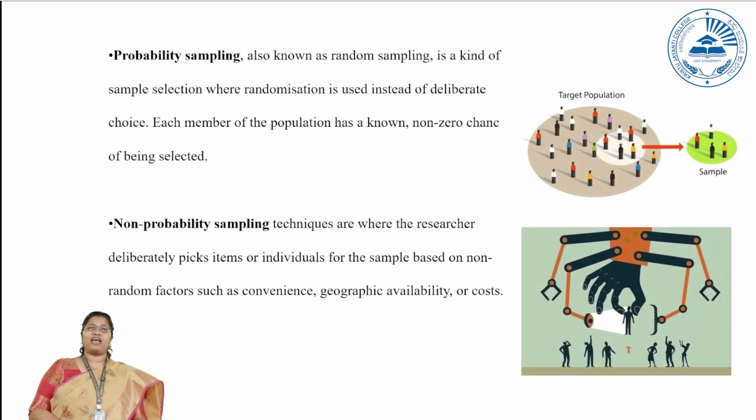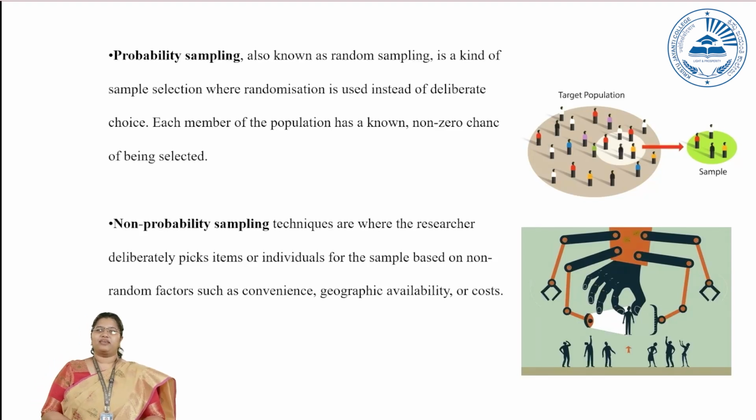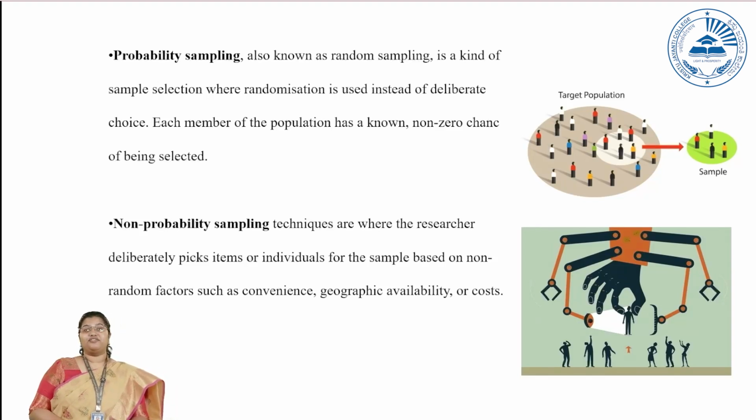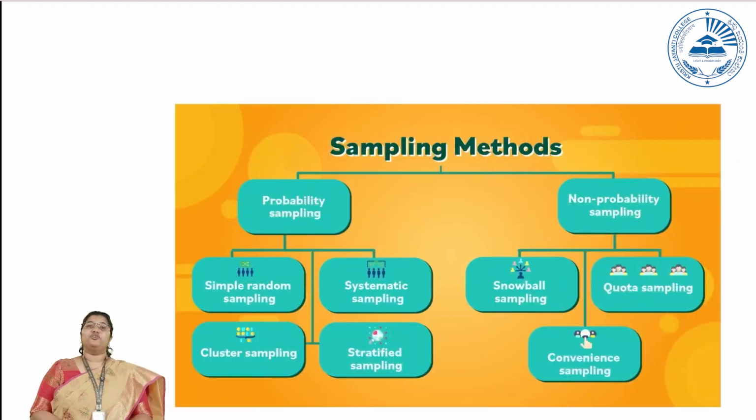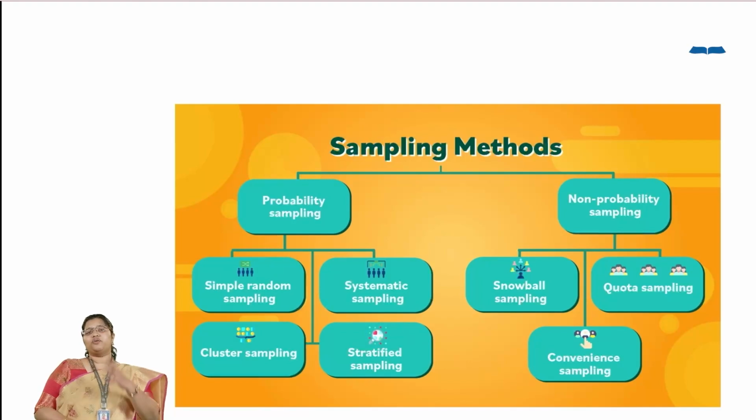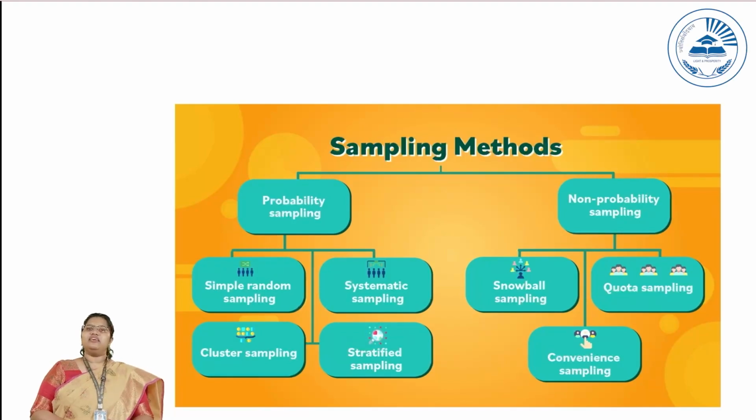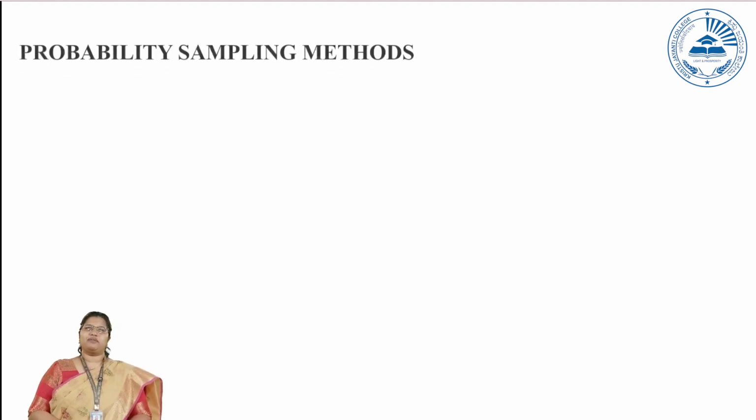So picking up at random is probability sampling. But when you choose someone on the basis of certain bases or parameters, then it is non-probability sampling. But there are different ways to do probability sampling as well as doing non-probability sampling. So in today's video, we are going to discuss these different methods of sampling. We'll begin with the probability sampling methods.